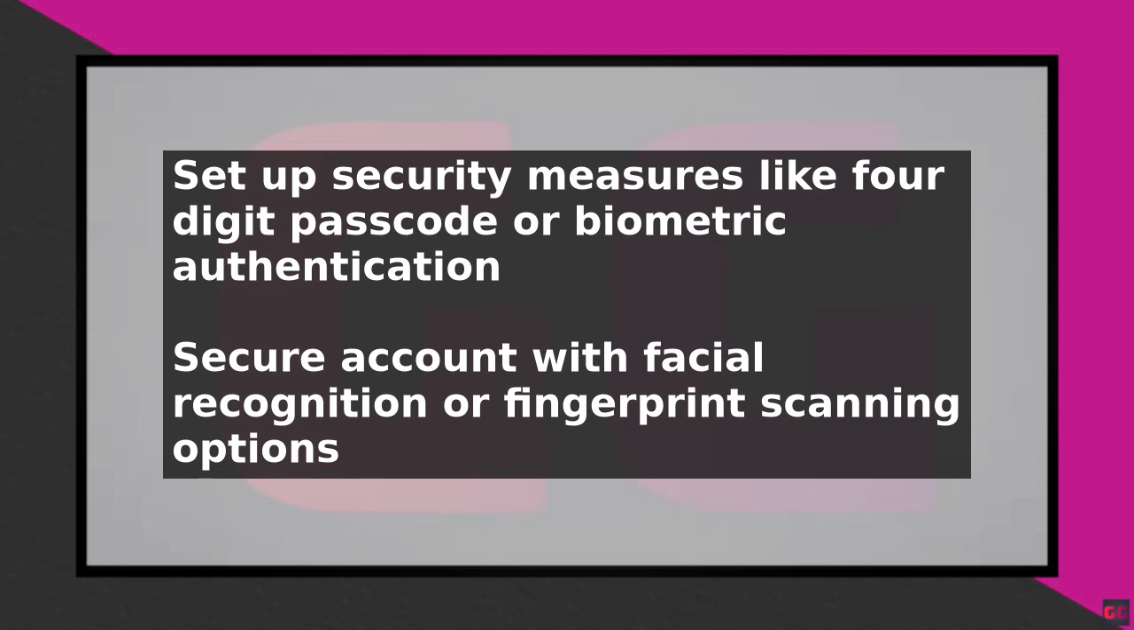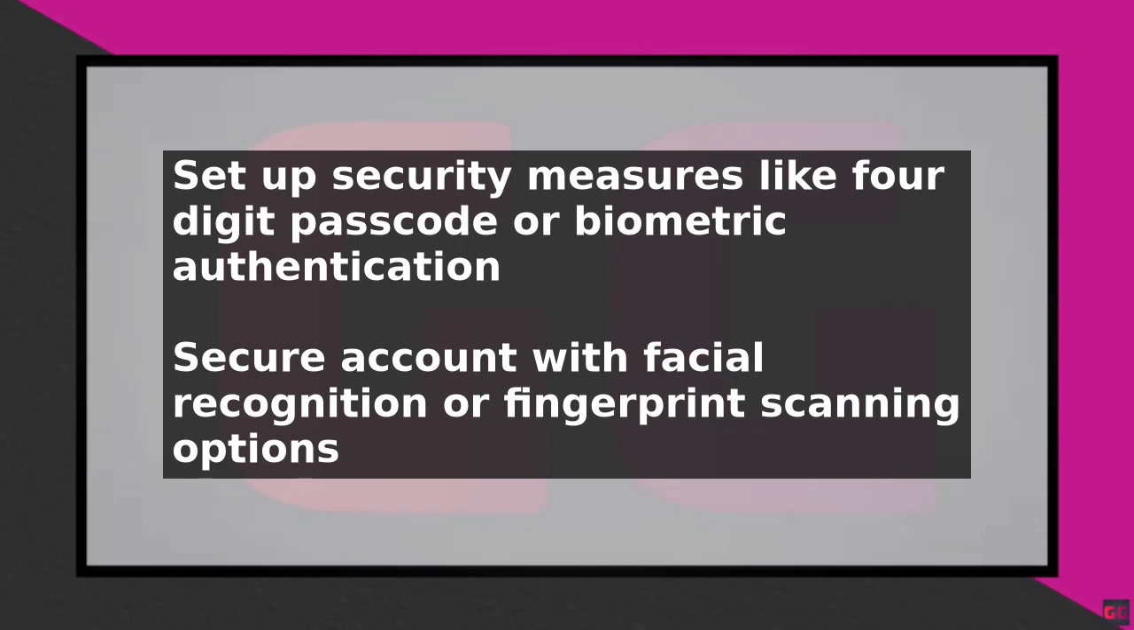For fund transfers, select the Transfer Funds option. Choose the source and destination accounts. Enter the transfer amount, and authorize the transaction. To deposit a check, select the Mobile Deposit option. Take a picture of the front and back of the check, enter the deposit amount, and confirm the transaction.